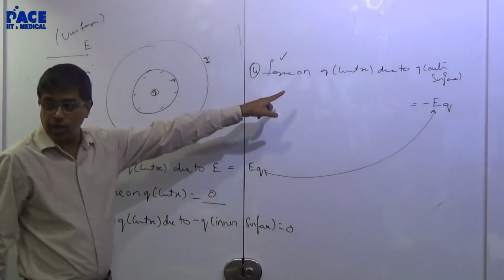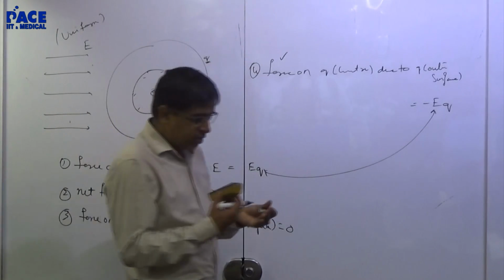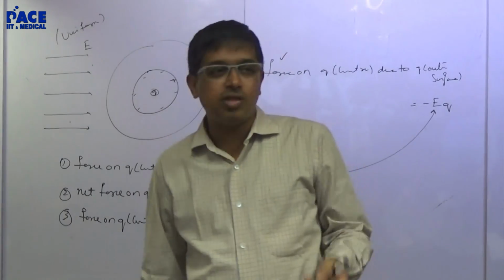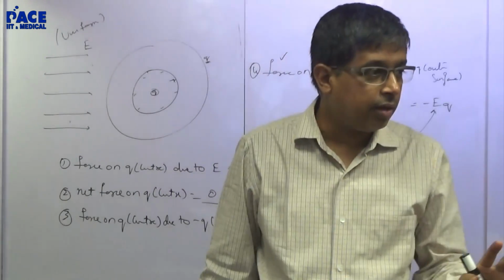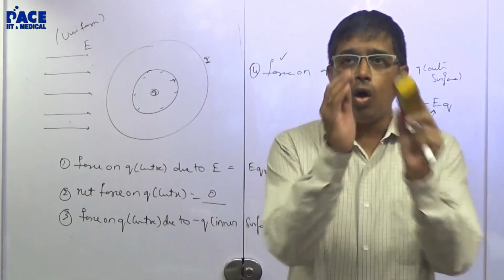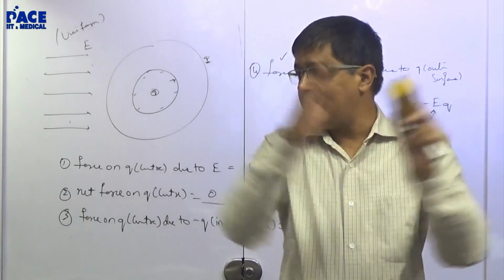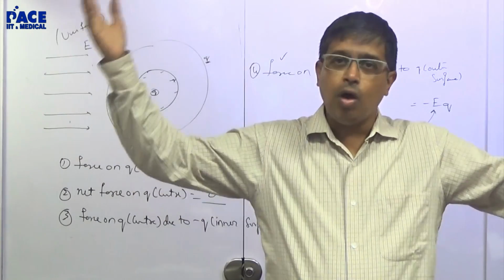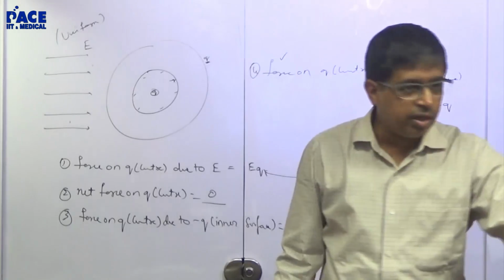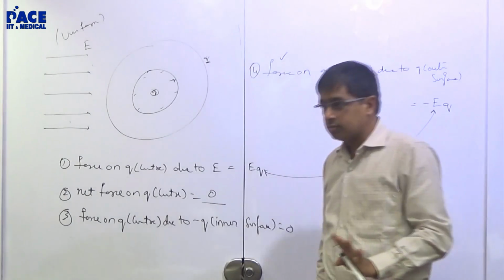Because this and this should cancel out. All external should cancel out. Look at the irony. For the past 1.5 hours, we are trying to understand only one statement. What is the statement? All internal charges of the cavity will give me 0 field everywhere outside. All external charges will give me 0 field everywhere inside. This is one single statement given in Halliday Resnick.